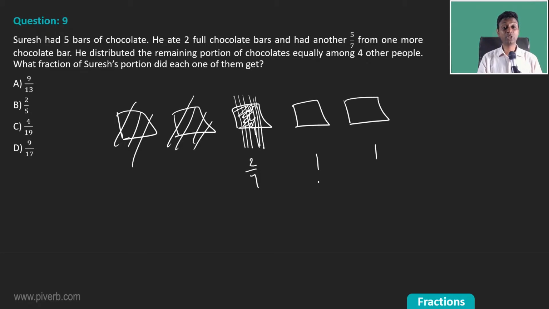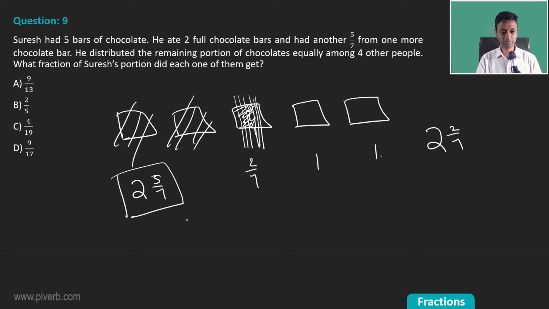He distributed the remaining portion of chocolates equally among 4 people. And how much does he get? Suresh gets 2 5 by 7. What is remaining is 2 2 by 7. 1 plus 1 plus 2 by 7. Or Suresh gets 2 into 7, 14 plus 5, 19 by 7. What do the other 4 get? They get 2 into 7, 14 plus 2, 14 by 7. All 4 of them put together get 14 by 7.